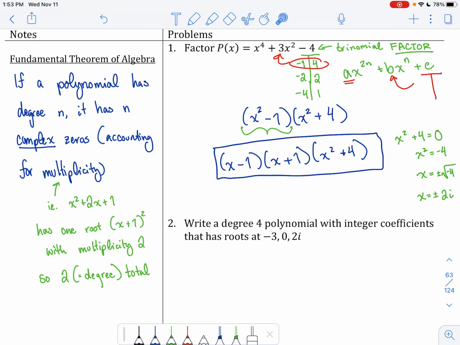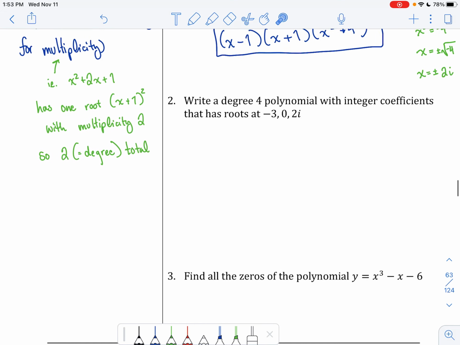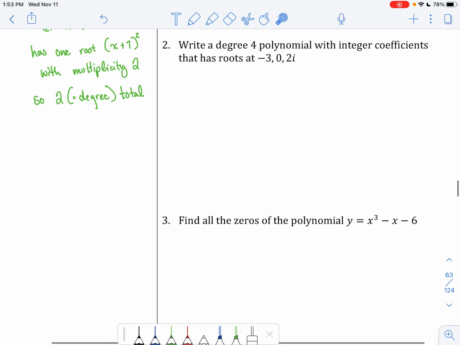All right, hopefully this helps. We're going to talk about another type of problem, which is: write a degree 4 polynomial with integer coefficients that has roots at -3, 0, and 2i. The way I like to think about this is that we have the root, and then we have the factor. Since it's degree 4, we know we should have 1, 2, 3, 4 of these all the way down.